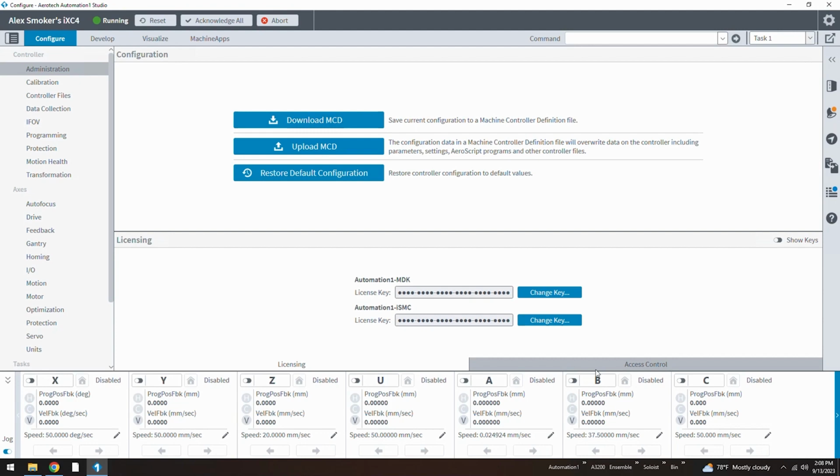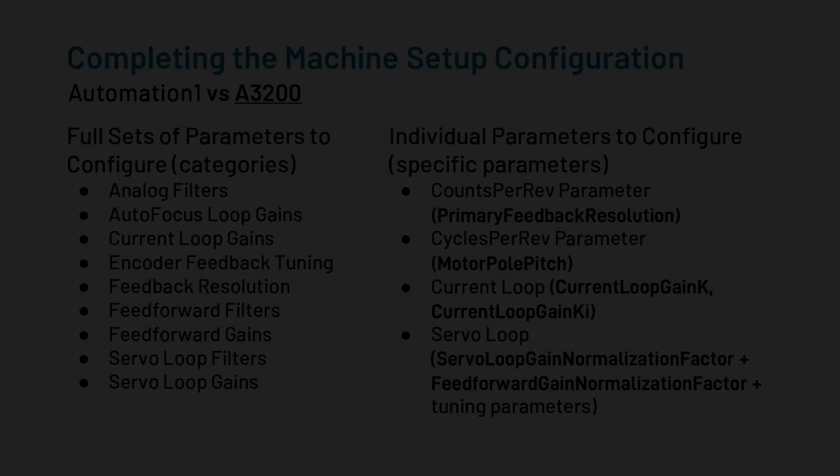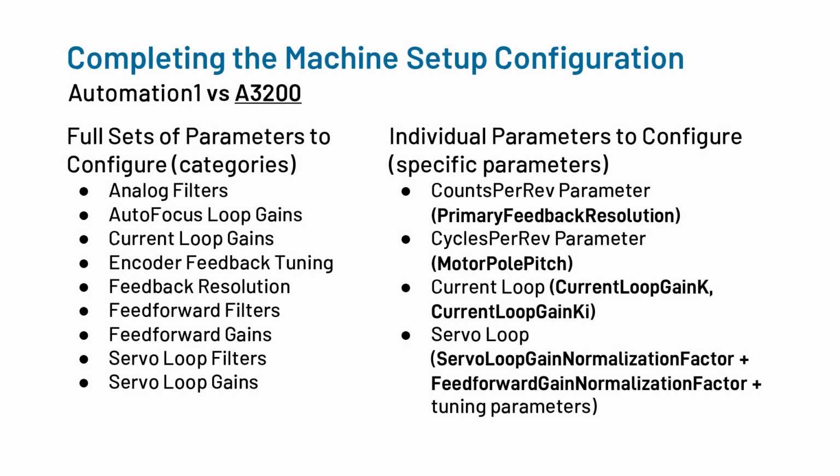However, despite having the MCD file created, we are not done yet. While the migration tool we use does copy and update many parameters for Automation 1, this does not fully complete the system migration process. Due to the behind-the-scenes differences between A3200 and Automation 1 architecture, some of the A3200 parameters are different in Automation 1, and thus we must manually configure these parameters based on our system. The parameter types that do not get migrated using this migration tool include the encoder feedback resolution, current loop, servo loop, and feed-forward configuration parameters, as well as some autofocus and analog I/O filters.